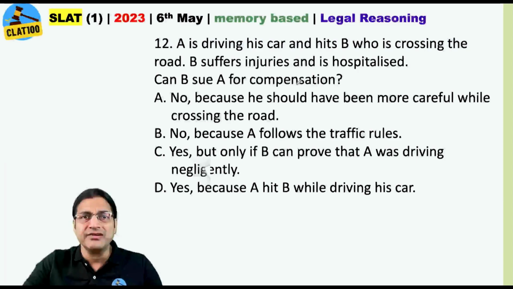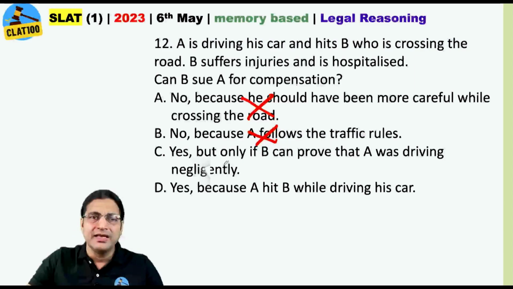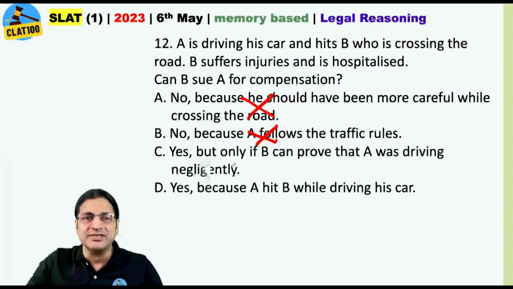And read each and every option very carefully. No, because he should have been more careful while crossing the road. That is, B should have been more careful. How do we know whether he was careful or not? No, because A follows the traffic rules. Do we know? No, we do not. So this also cannot be the answer. Yes, but only if we can prove that A was driving negligently. Alright, rash and negligent act. So this appears to be your answer.